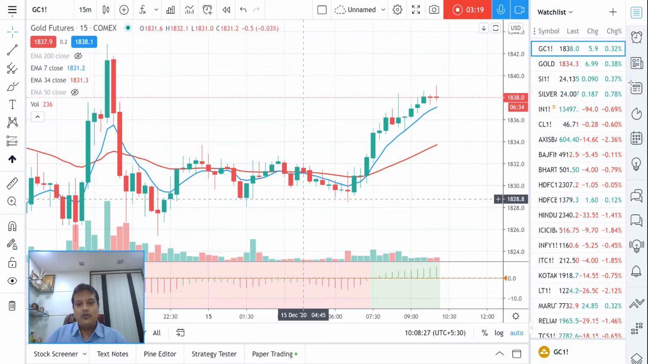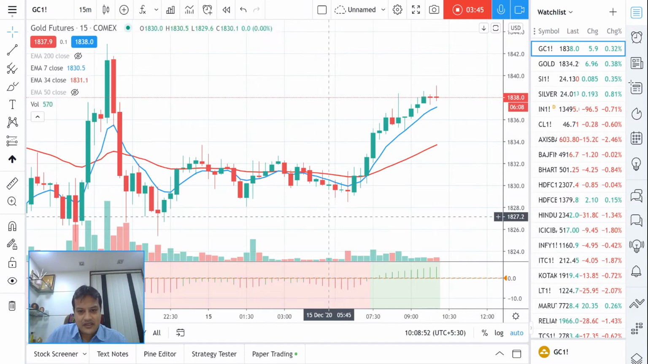Rule number one is whenever the 7 exponential moving average crosses over the 34 exponential moving average, it's a buy zone. And whenever the 7 moving average crosses below the 34 moving average, it's a sell zone. But the question is, what is the price to buy and what is the price to sell?